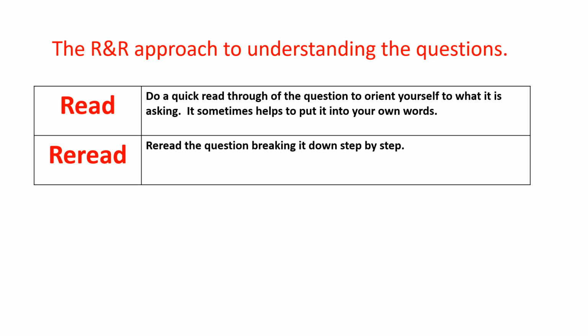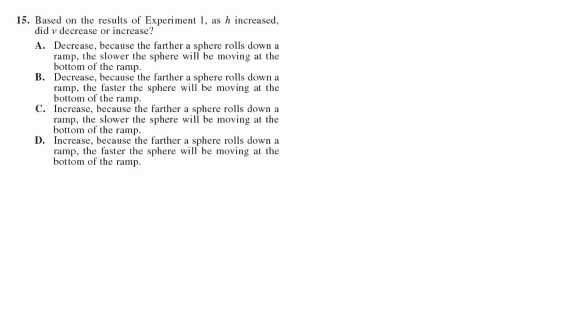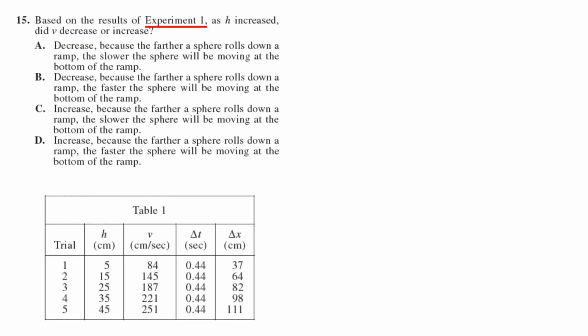For the R and R approach to understanding, you're going to read the question, skim through it quickly, then reread and break it down. We're going to do the reread together. Number 15, I think this is an easy, interesting question. Based on the results of experiment 1, as h increased, so as the height that they roll the ball down the ramp goes up, did v, the velocity, decrease or increase? And we see that it increases also, so it's C or D.